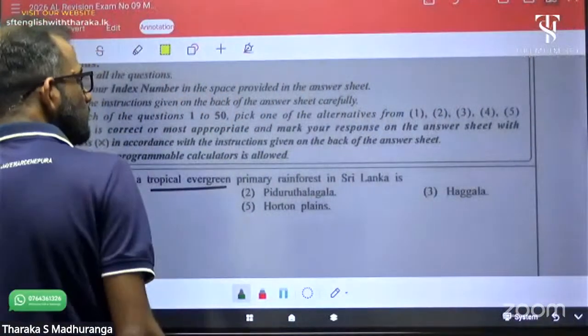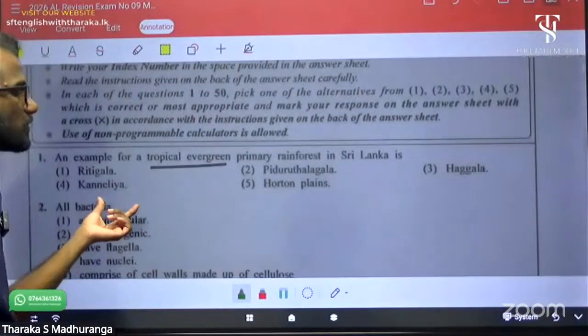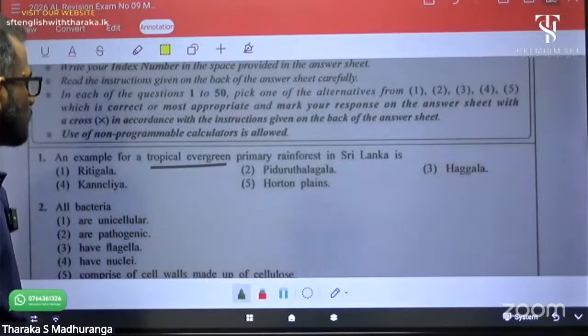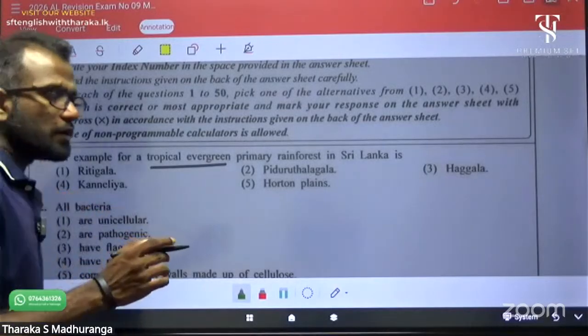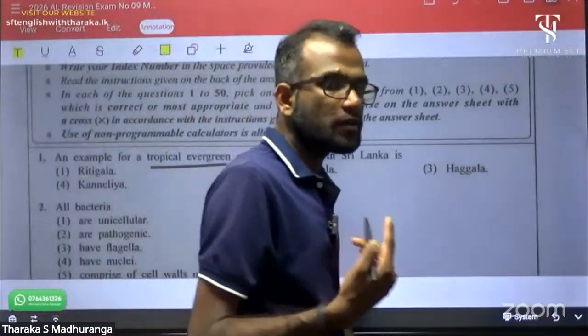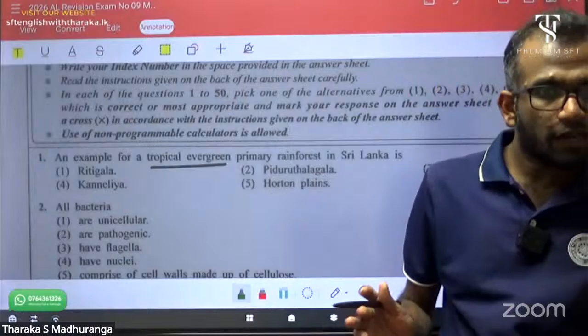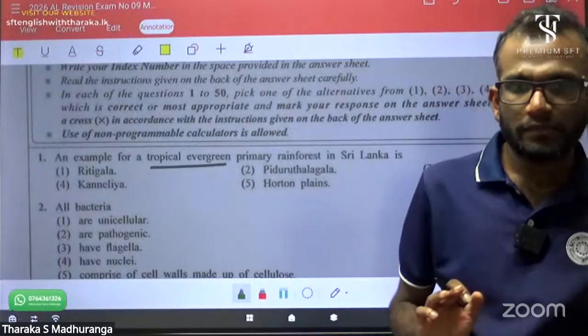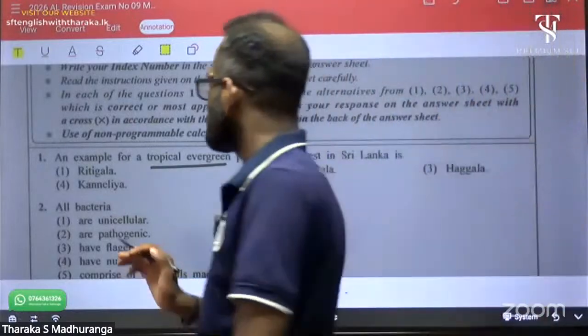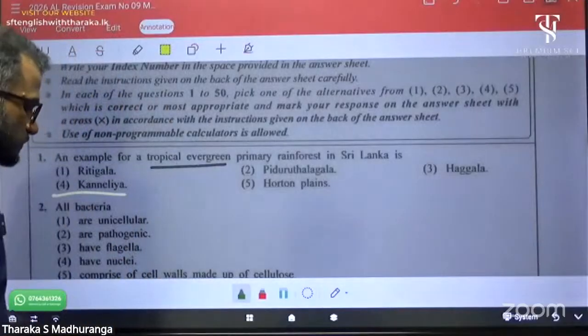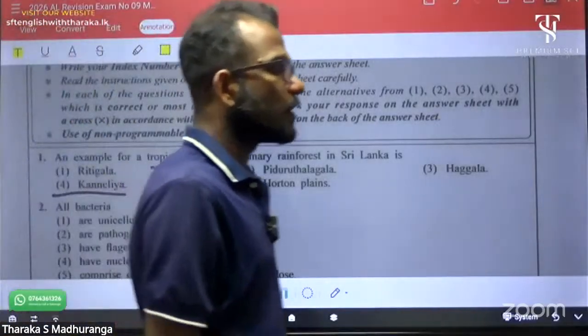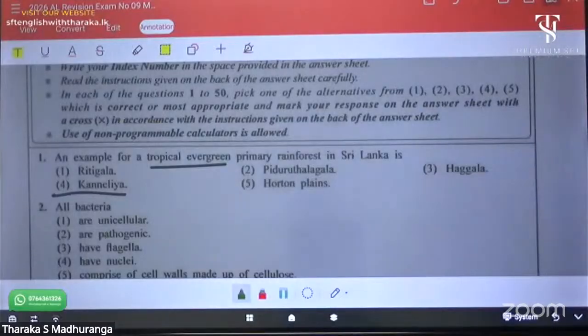Tropical evergreen primary rainforest. What's the answer? In Sri Lanka, the main tropical evergreen primary rainforests are Sinharaja and Kanneliya. Sinharaja and Kanneliya are the main tropical evergreen rainforests.